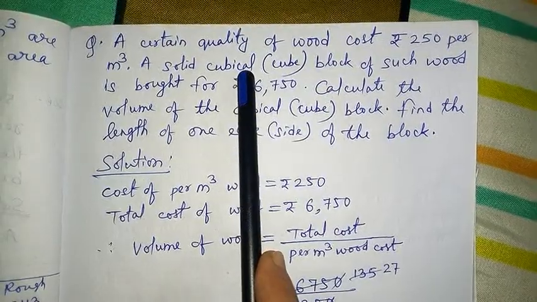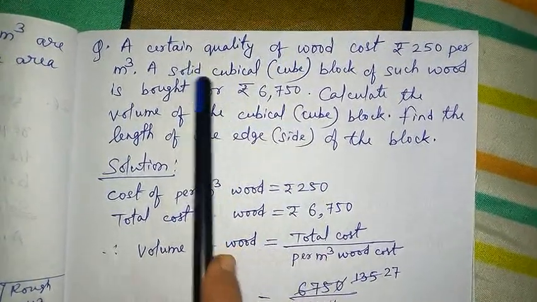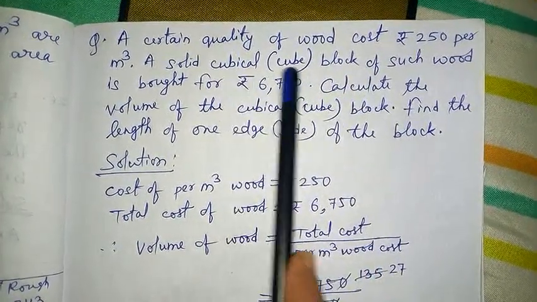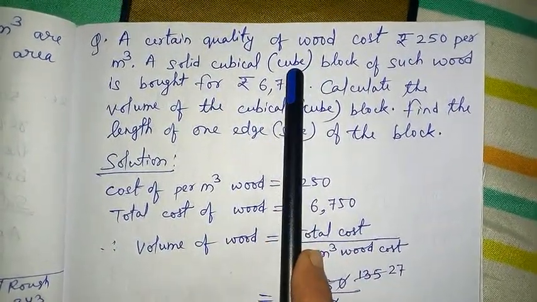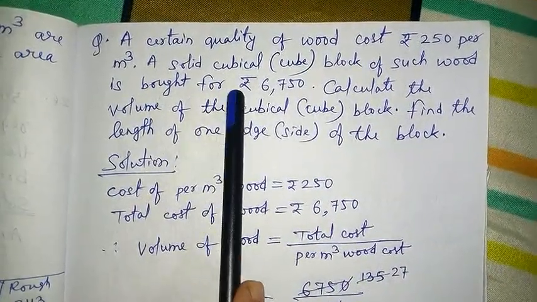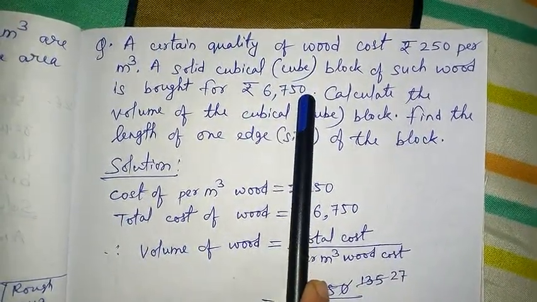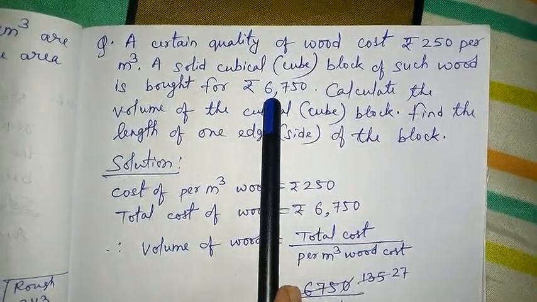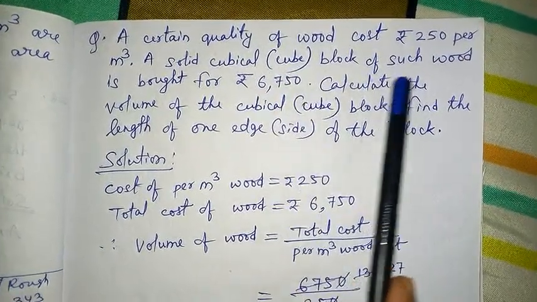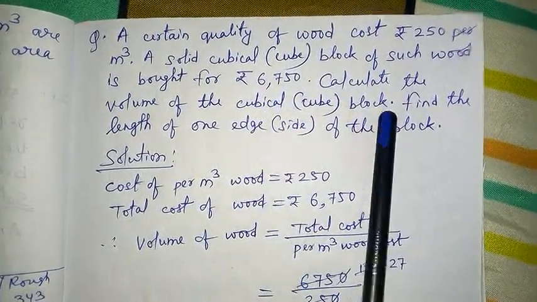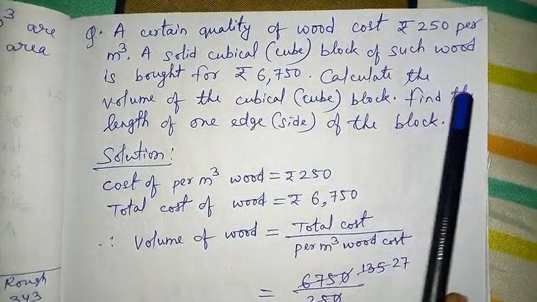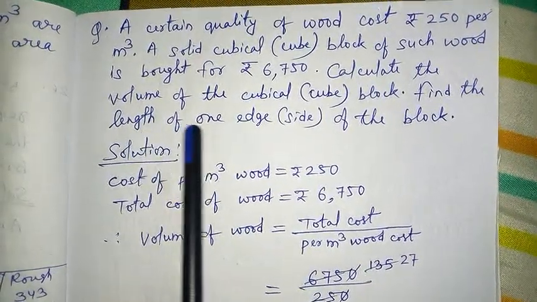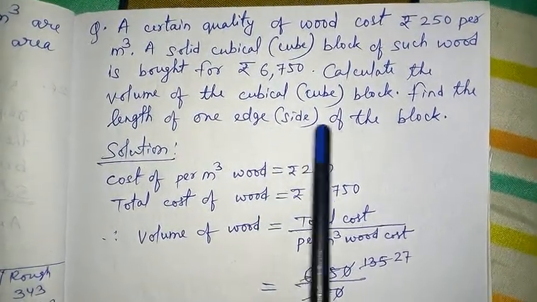A solid cubicle, here cubicle means cube. A solid cubicle block, that means a wooden block. So I can say cube block, or cubicle block, here I mean to say cube, of such wood is bought for 6,750. So somebody is purchasing the same quality of wood and it costs in total rupees 6,750. Calculate the volume of the cubicle block. That means you have to find the volume of the cube and find the length of one edge. When you find the volume, you can find the length of one edge, one side of the block also.